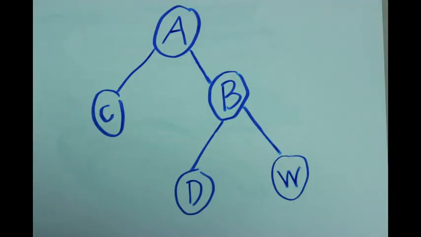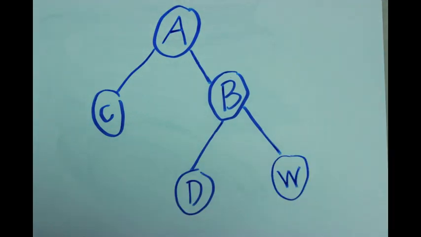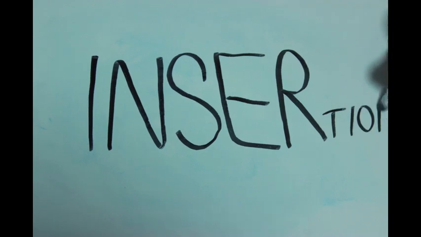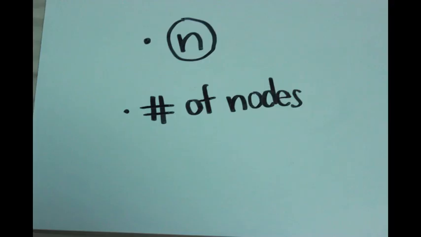Binary trees consist of a finite set of nodes which should either be an empty set or consist of a root with left and right subtrees. Insertion is very simple and relies on the value of the node that you want to insert and the number of nodes that are already inside the tree.